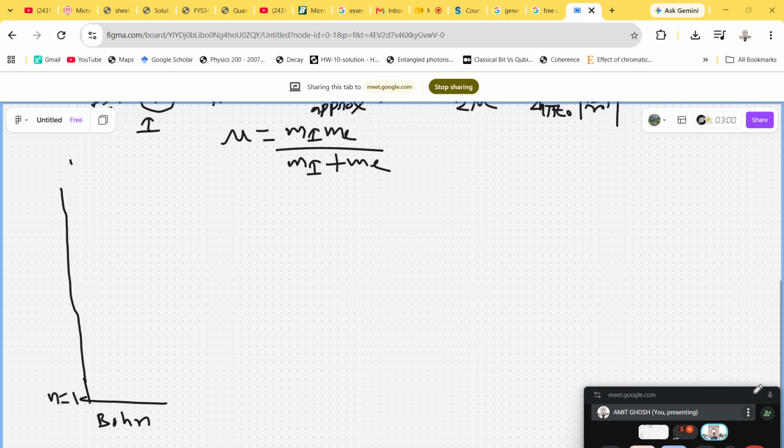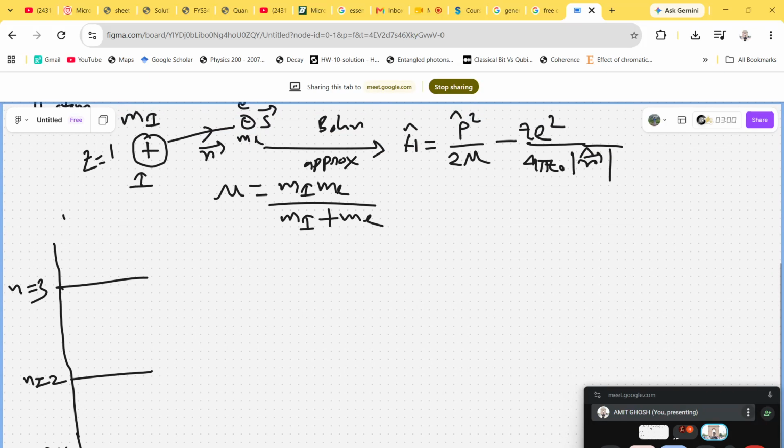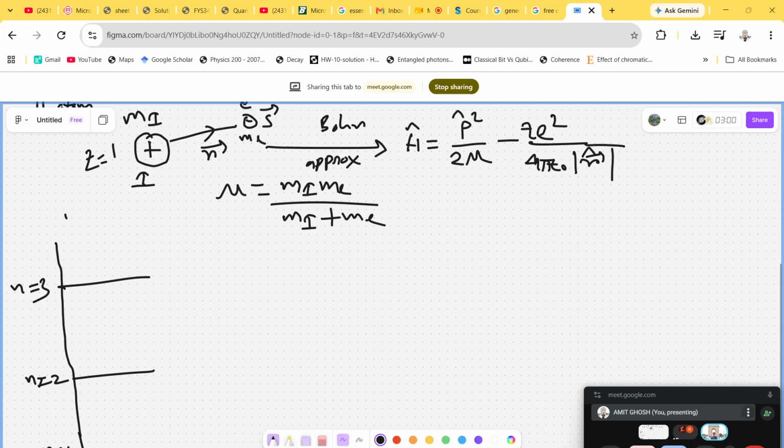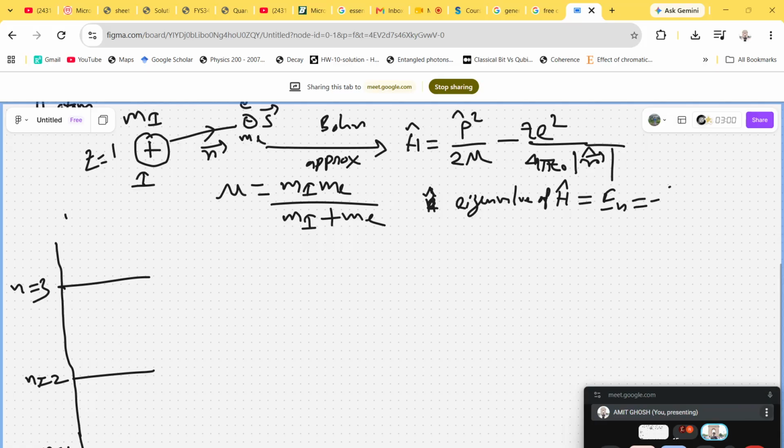So you have n equals 1, n equals 2, n equals 3, right? So under this approximation, what are the eigenvalues of this H? You know that from Bohr. I'm not deriving anything, just going through the things. So you can just show that the eigenvalues of H are given by En equals minus 13.6 by n square electron volt.